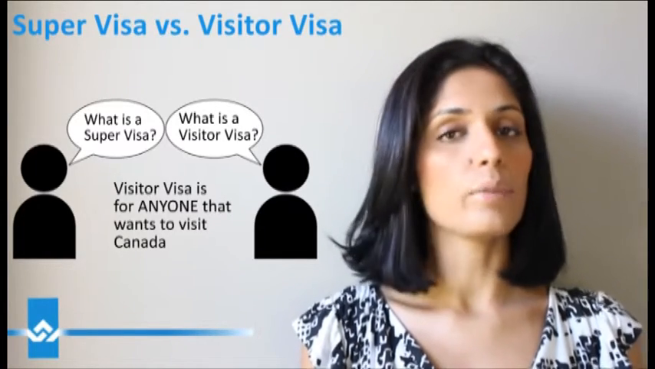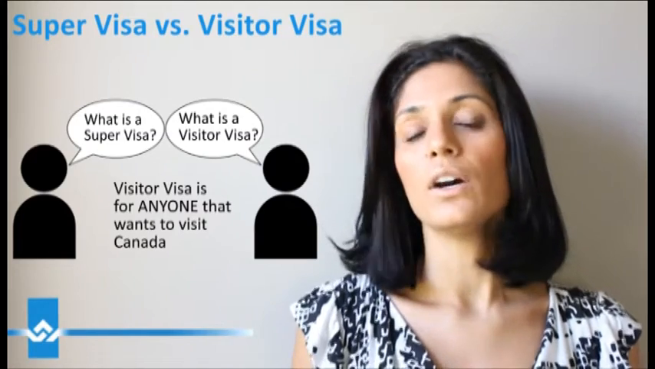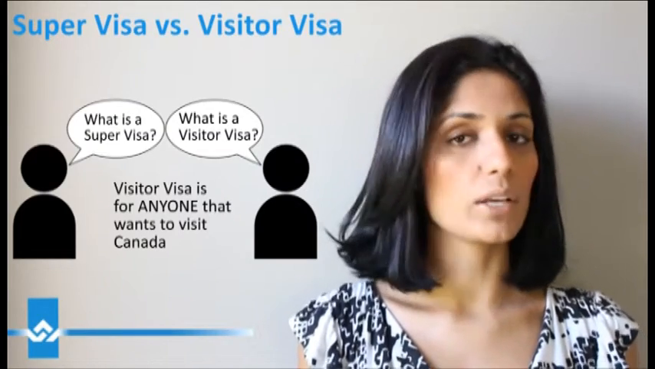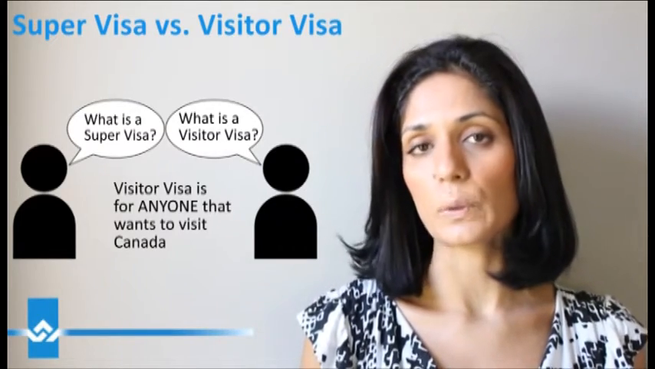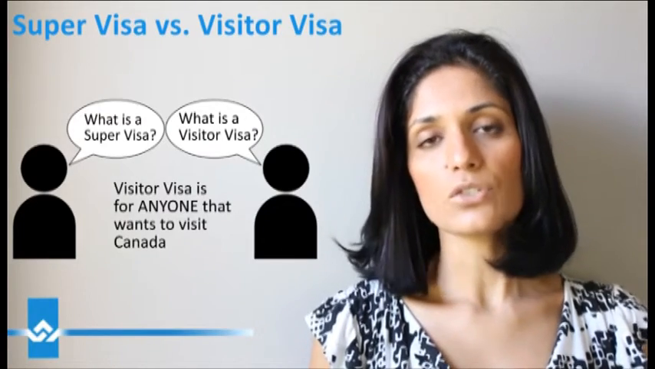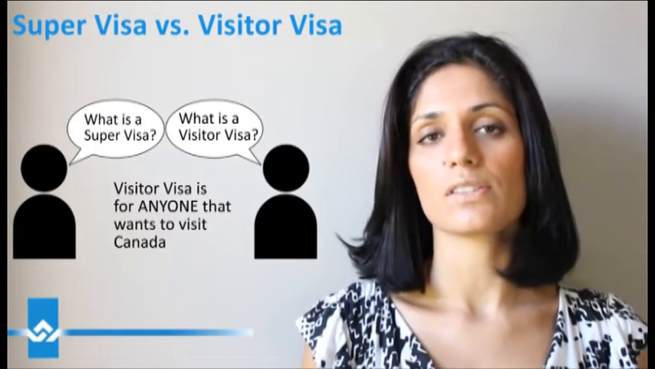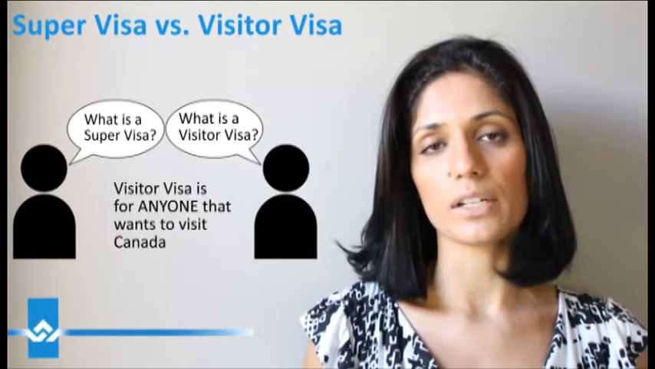You could have a family member be in Canada, or you could have someone else, like a friend, apply for a visitor visa for you. Essentially, under the visitor visa, it doesn't necessarily have to be a blood relative that applies for you.